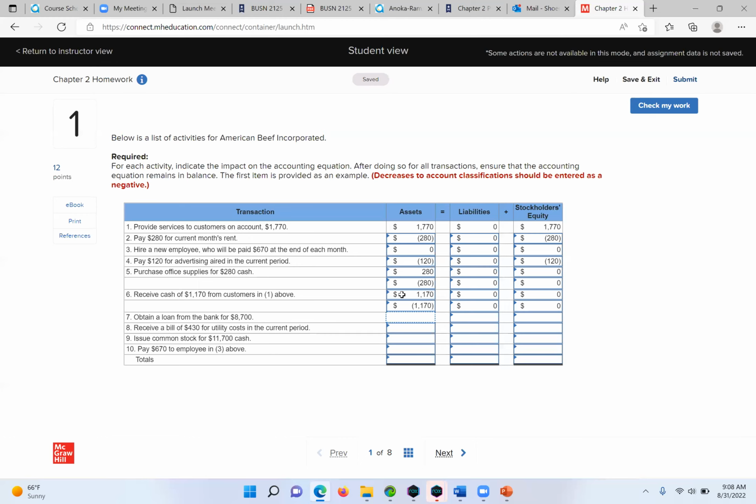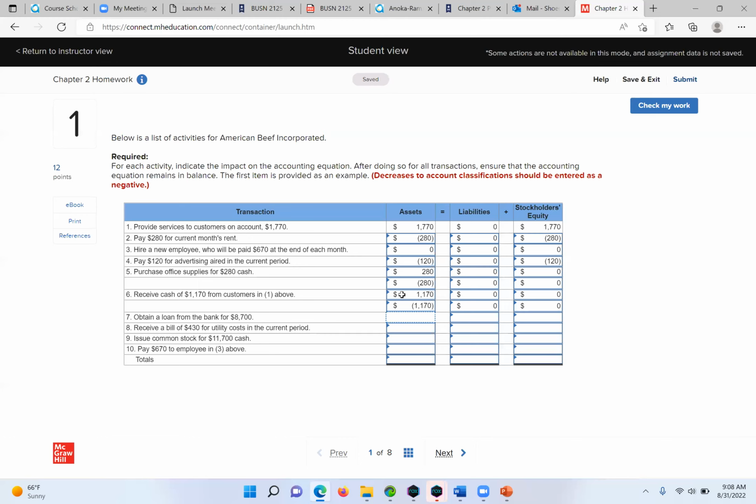Would it be assets and liabilities decrease? Okay, you know what? I'm so glad you're willing to help to participate. Let's talk it through, okay?